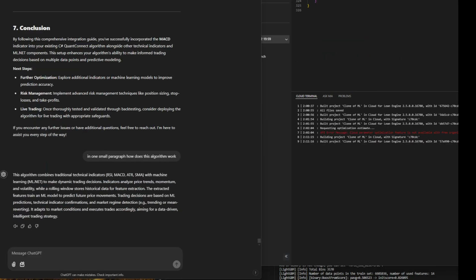Hold on. Okay, there it is. It combines traditional technical indicators, RSI, MACD, ATR, and SMA with machine learning, ML.NET, to make dynamic trading decisions. Indicators analyze price trends, momentum, and volatility, while a rolling window stores historical data for feature extraction. The extracted features train an ML model to predict future price movements. Trading decisions are based on machine learning predictions, technical indicator confirmations, and market regime detection, for example trending or mean reverting. It adapts to market conditions and executes trades accordingly, aiming for a data-driven, intelligent trading strategy.